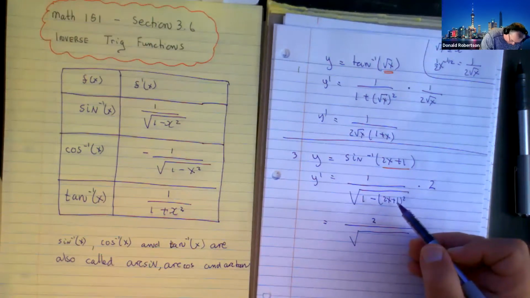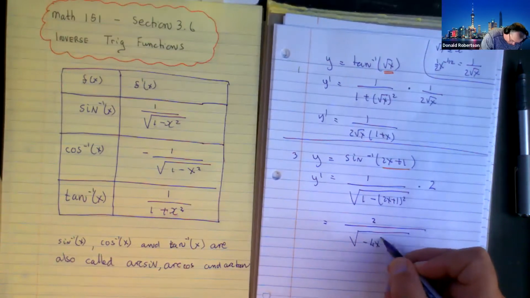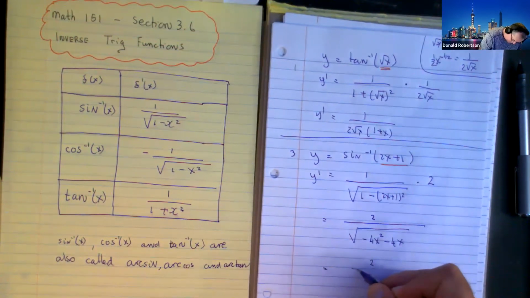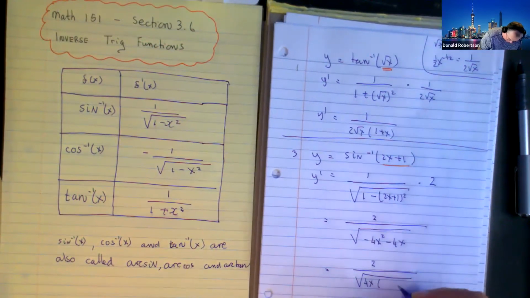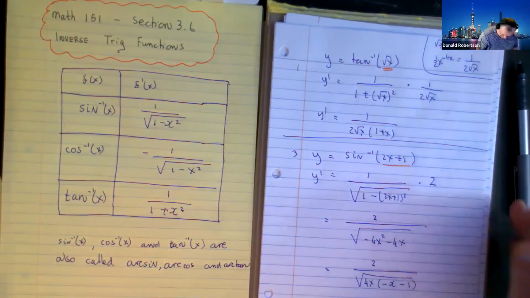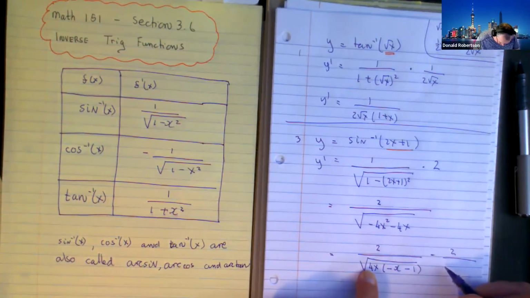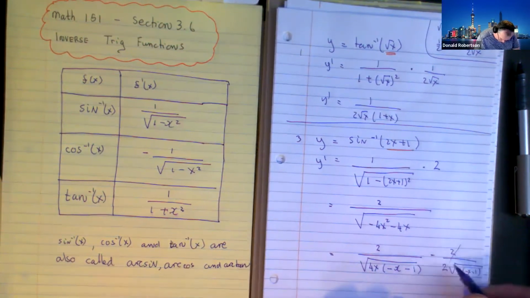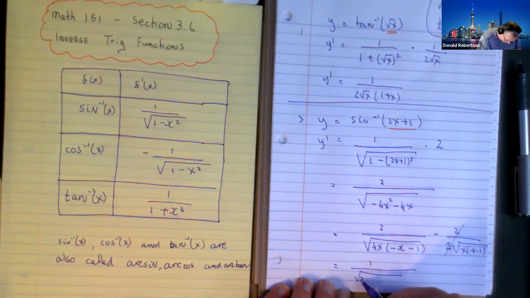If you FOIL that all out and then subtract it from 1, the 1's cancel, and you'll be left with a -4x squared, a -4x. If you pull out this time just a 4x as a common factor, you'll be left with -x, -1. You can pull out a square root of 4, which gets you 2. And those cancel down. So here's your final answer.